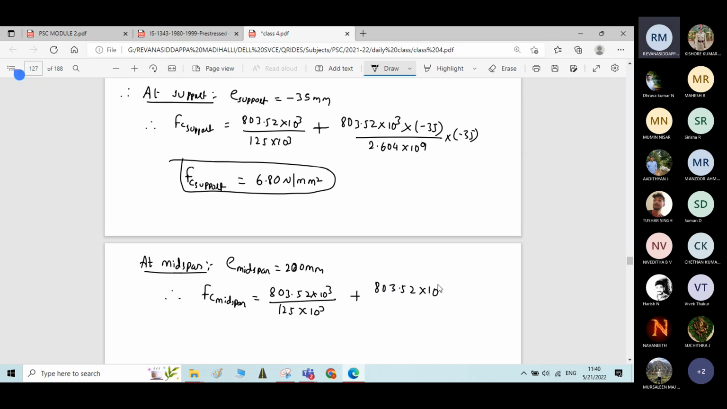803.52 into 10 power 3. Eccentricity at midspan is 200, divided by 2.604 into 10 power 9, into eccentricity 200. By this we'll get the stress in the concrete at the level of steel at midspan. FC at midspan is equal to, you will get it as 18.77 Newton per mm square.